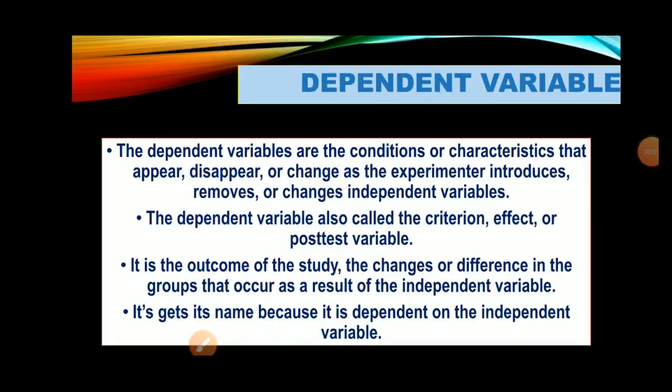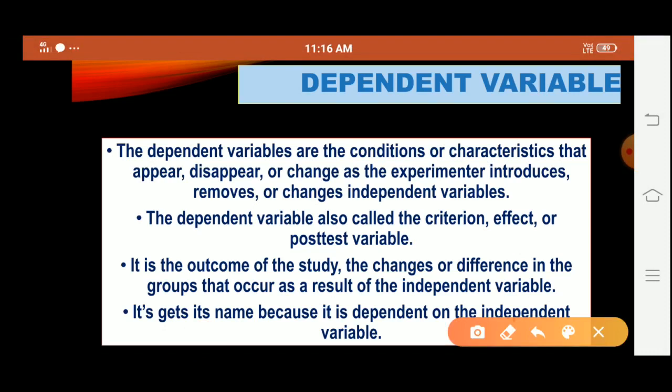The dependent variables are the conditions or characteristics that appear, disappear, or change as the experimenter introduces, removes, or changes the independent variable. In simple sense, dependent variables are those variables which completely depend on the independent variable. In other words, it is the effect of the independent variable. When we make some changes in the independent variable, at that time we observe some effect on the dependent variable.